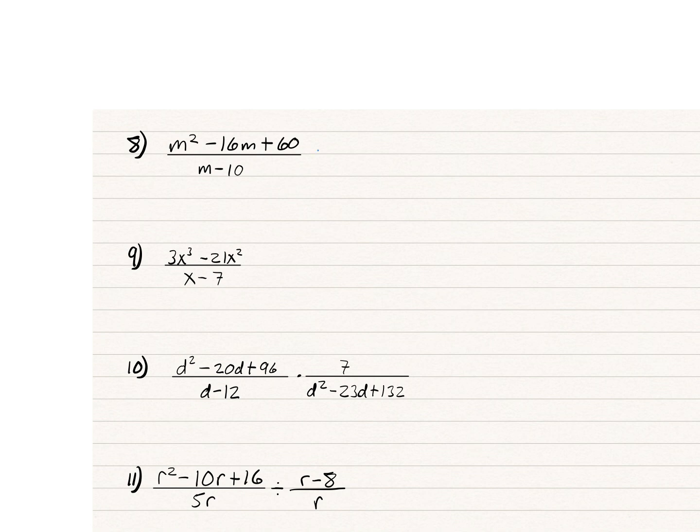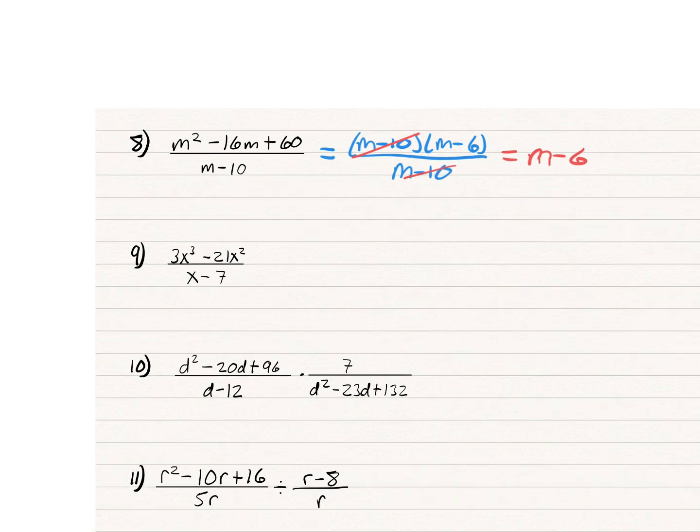Okay, so this is a simplifying one. All you have to do for this one: factors of 60 that add to negative 16 are going to be negative 10 and negative 6. So we get m minus 10, m minus 6 over m minus 10. And now your m minus 10s cancel, so you're just left with an m minus 6.